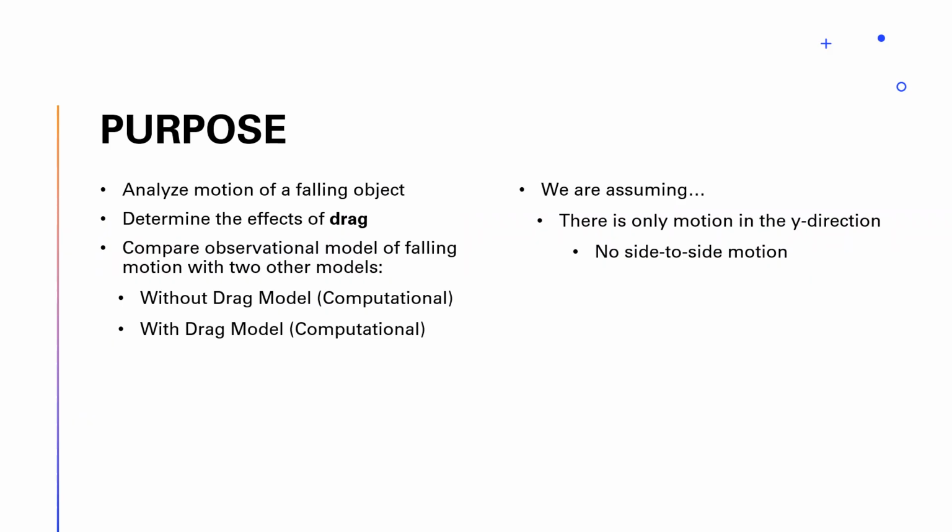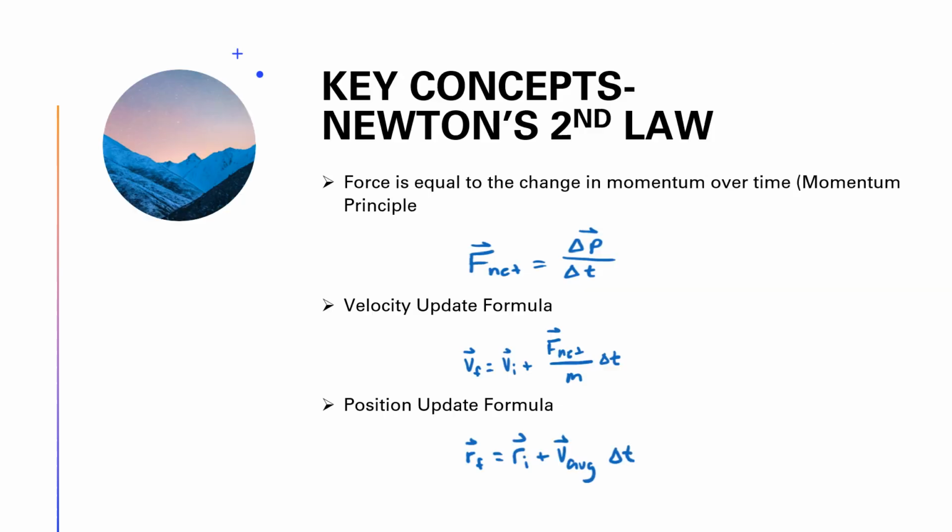The purpose of this lab was to analyze the motion of a falling object and determine the effects of drag on that object. In this lab, we compared an observational model of a falling motion with two other models, one model which is computational without drag, and another computational model with drag. In this lab, we assumed that there was no side-to-side motion or motion in the x direction, and that there was only motion in the y direction.